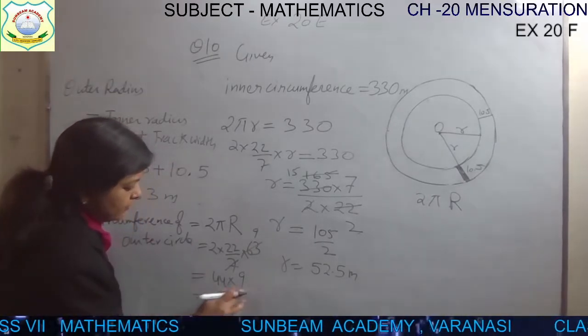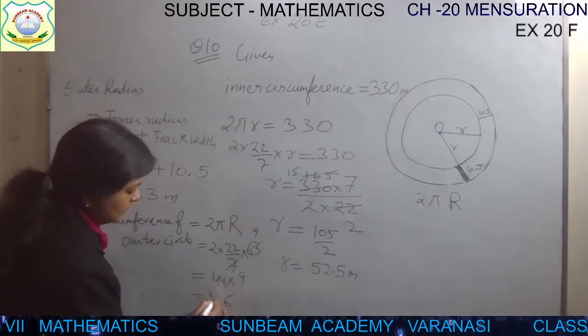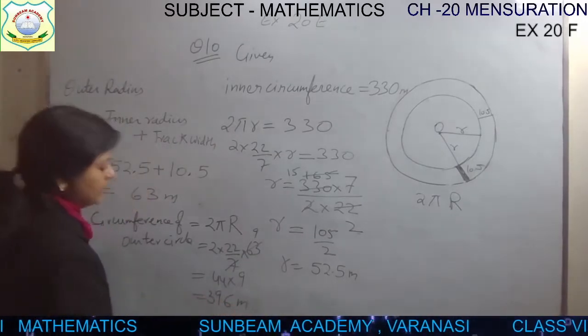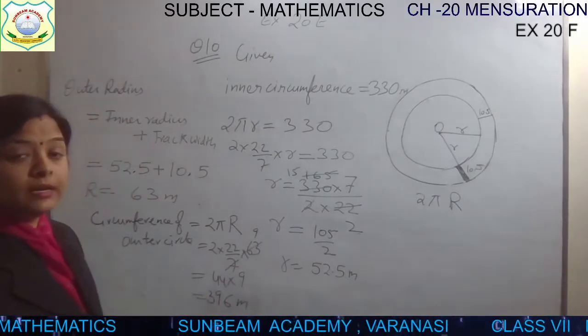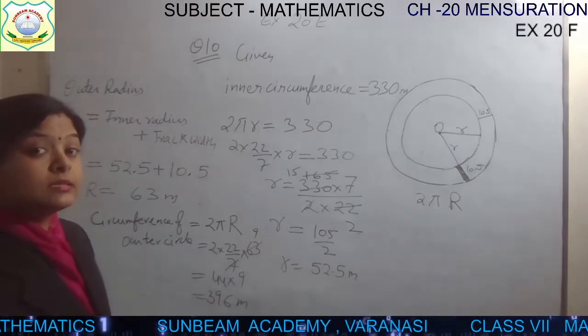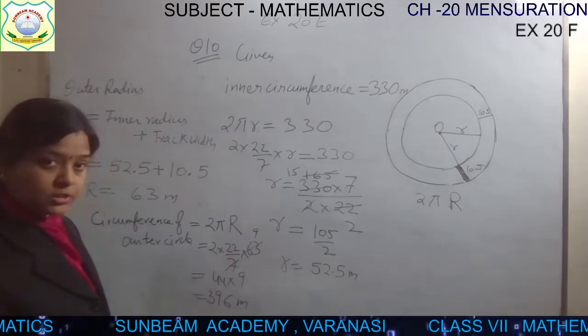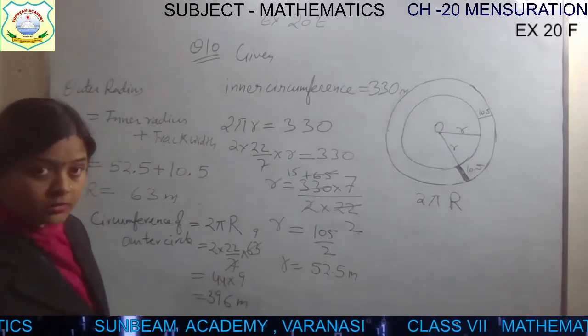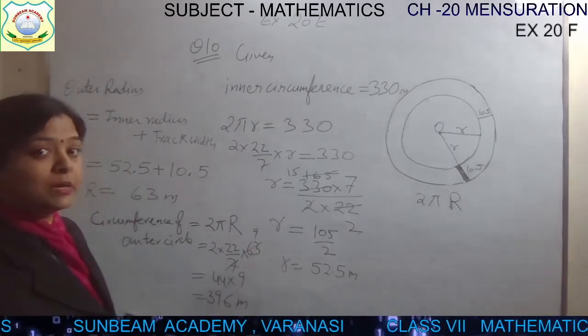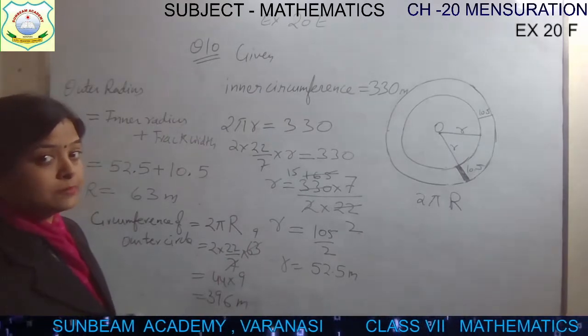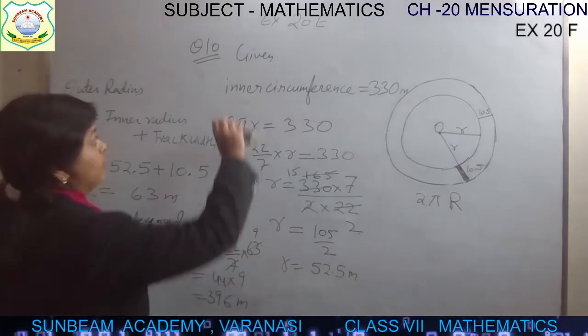Again 3 is left. 9 4s are 36, plus 3 is 39. 396 meters is the circumference which we have to fence. Now the next part is what? We will calculate the cost. Cost means 20 rupees per meter rate, we have to find the cost.